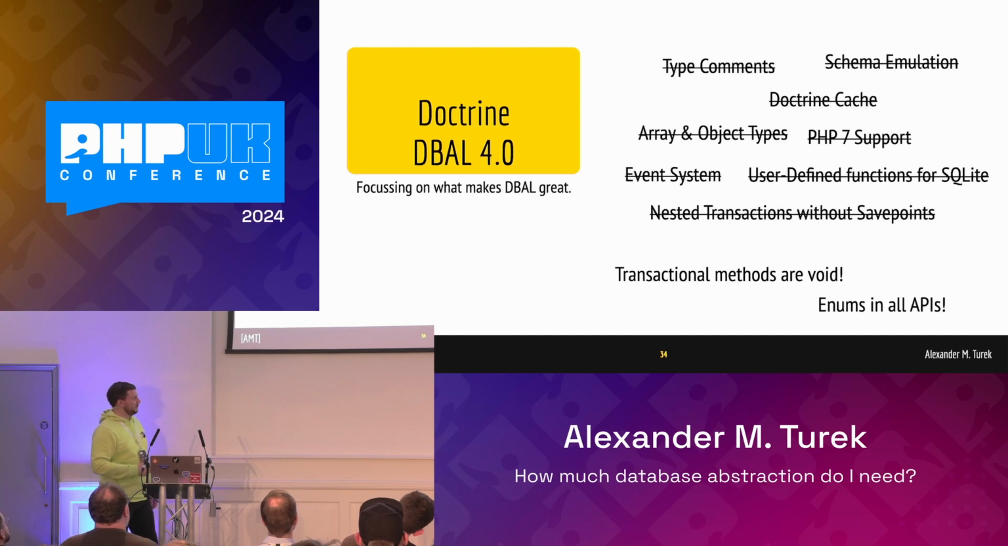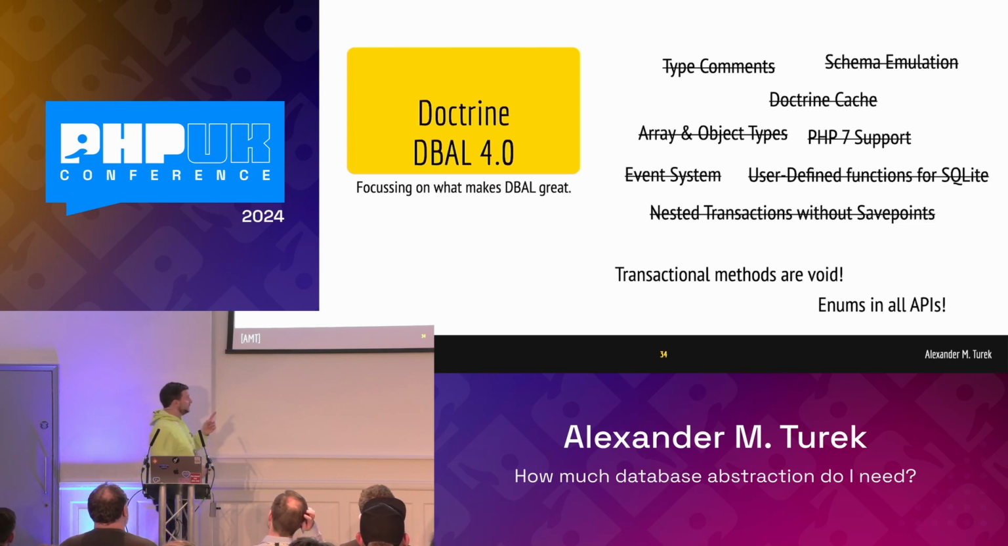Transactional methods are now void. When you begin a transaction, it used to return a Boolean indicating whether the operation was successful, but it could also throw an exception if it was not successful, so you had to check the return value and also catch the exception. So everything is void now, and if the operation fails, you always get an exception.